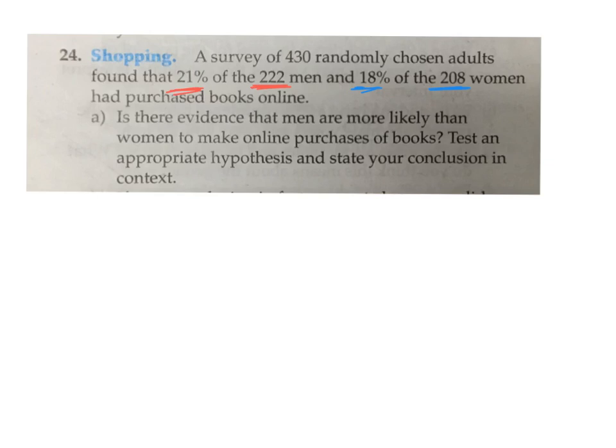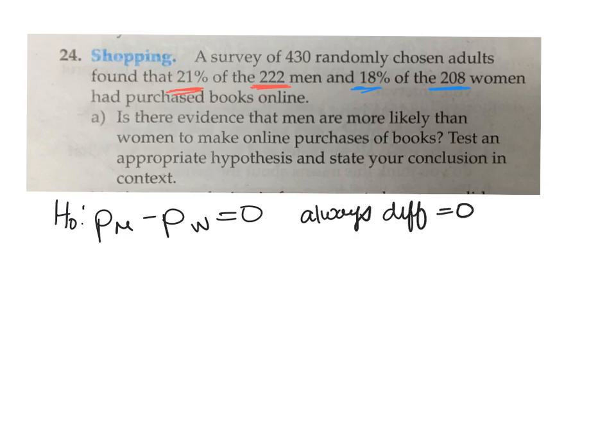So because it's a two-prop z-test, we're going to write our hypotheses. Our null hypothesis is that the proportion of men minus the proportion of women equals 0. The null hypothesis is always that the difference equals 0. It says, is it evidence that men are more likely than women to make online purchases? That tells us what our alternative hypothesis is going to be.